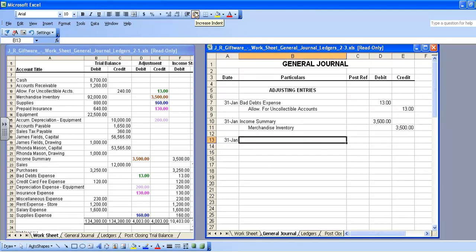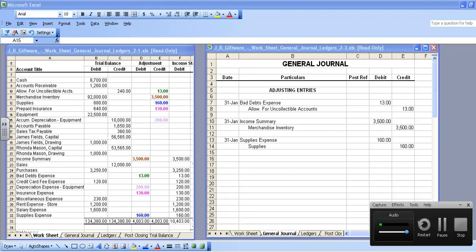Our third adjusting entry is for supplies. So we need to find the amount that matches with supplies, which in this case is supplies expense. So we're going to debit supplies expense, and our matching credit is going to be for supplies. I'm going to pause the video while I prepare the remaining adjusting entries, and then I'll come back and show you how to post them.